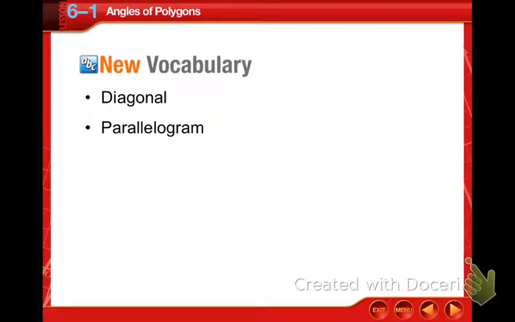So our two vocab words for the day, we're doing two sections today, the 6-1 over angles of polygons, and 6-2, which is about parallelograms. So that's why diagonal and parallelogram are our vocab words for the day.